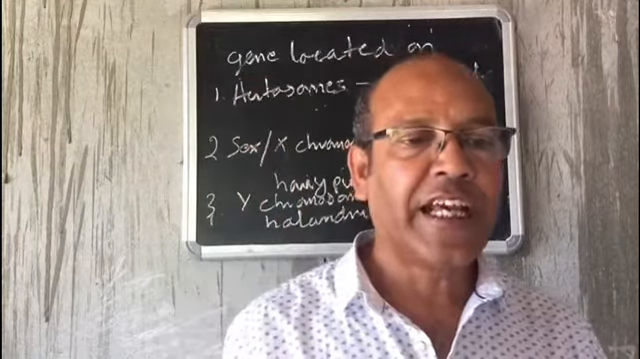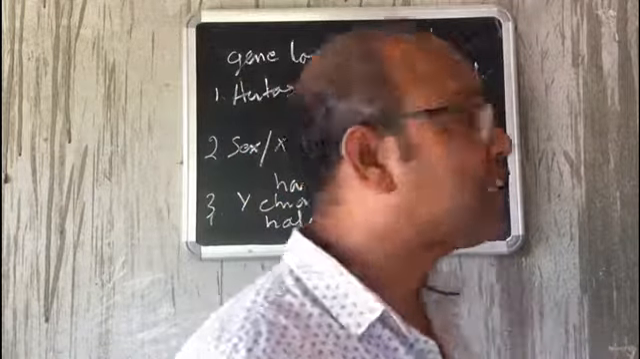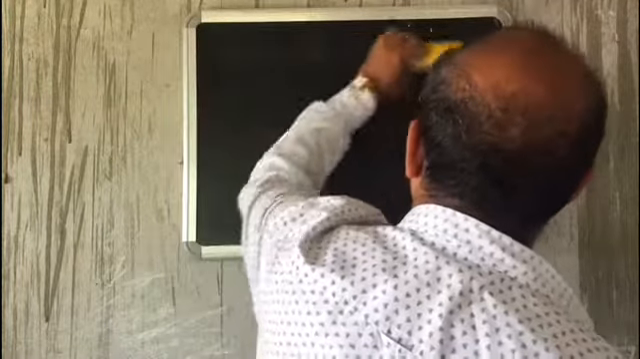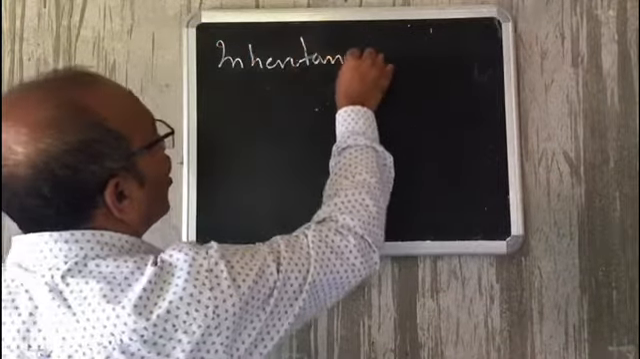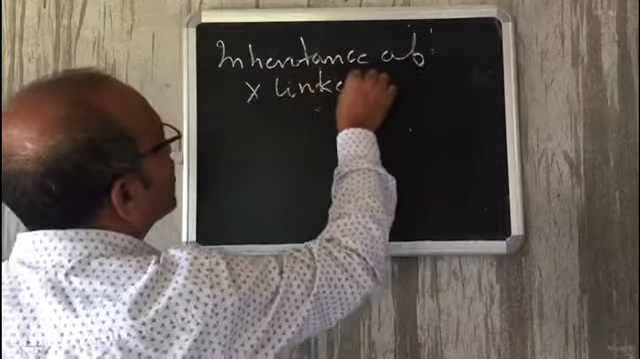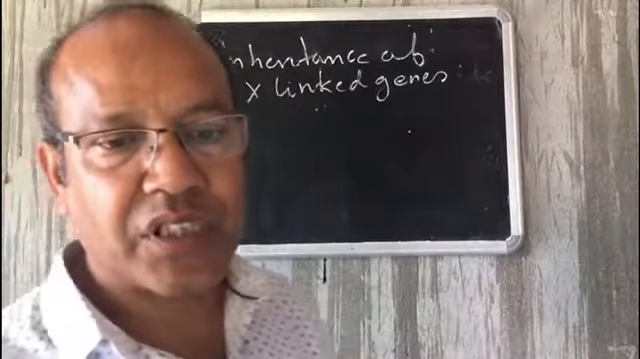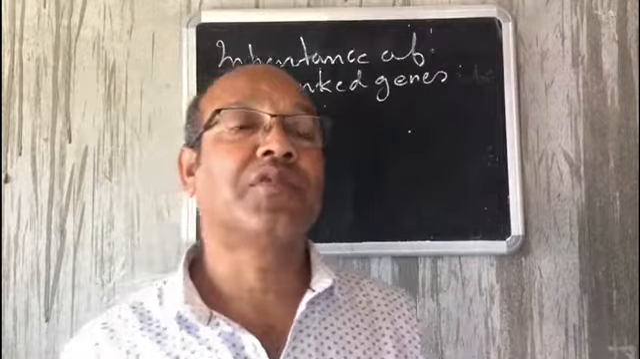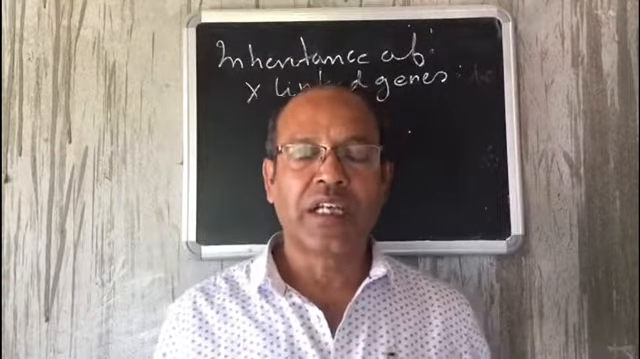Now let's talk about inheritance of genes. Inheritance of genes on the X chromosome, that is the sex-linked genes, and how they are inherited. Inheritance of X-linked genes. That means the genes which are present on the X chromosome. We are going to talk about the inheritance of this.